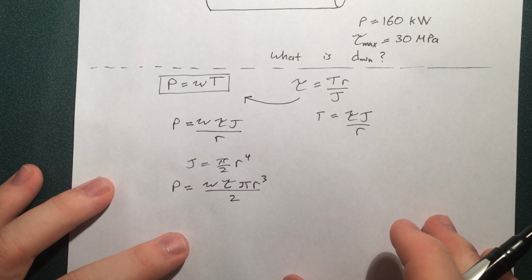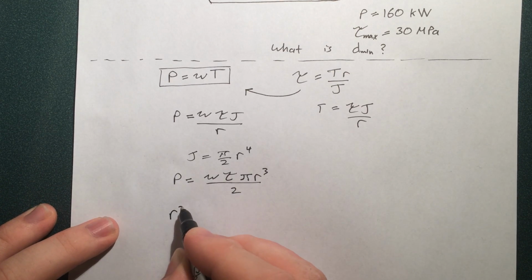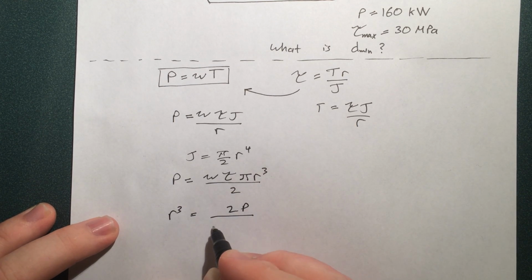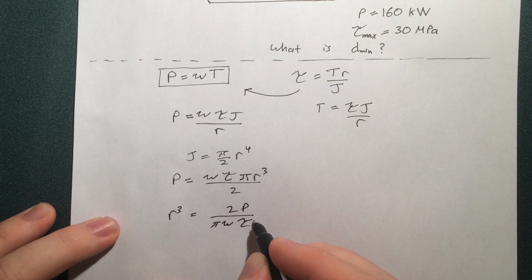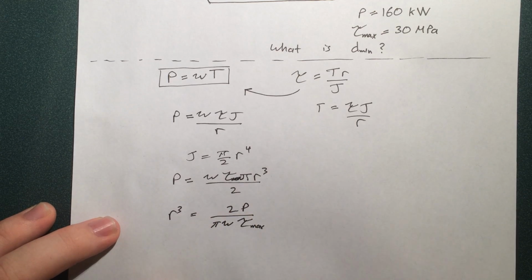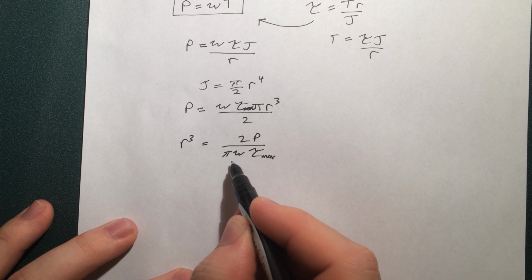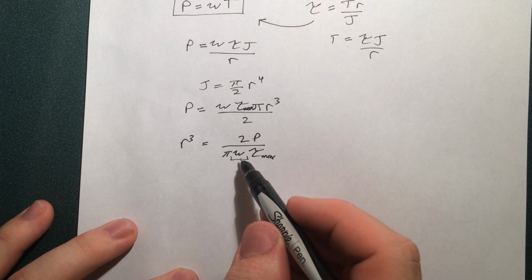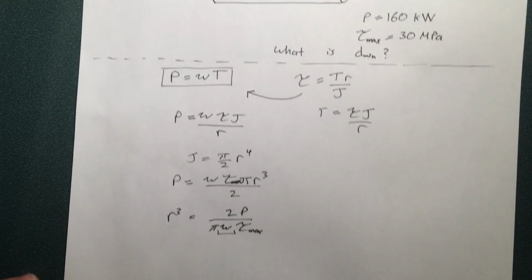And then solving for radius cubed, you get 2P over pi omega tau max. Now we can pretty well solve this, but we're left with this problem of omega here, because omega needs to be measured in radians per second, and we're given it in RPMs.